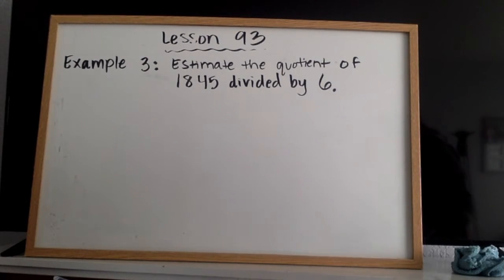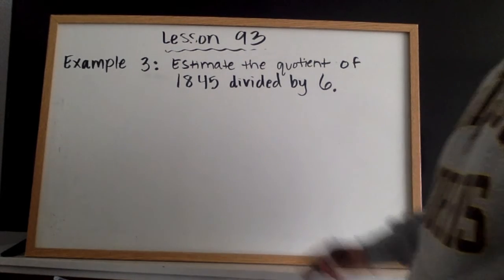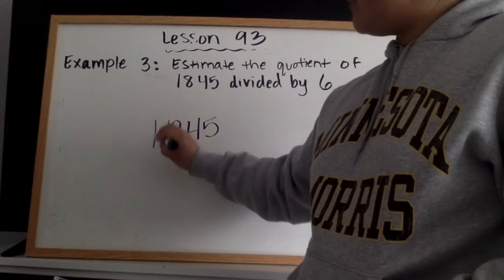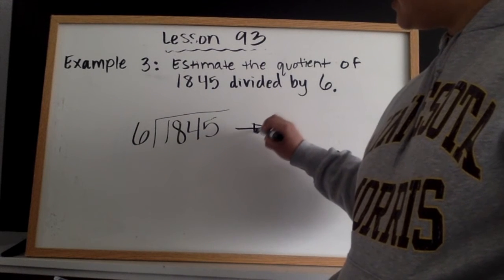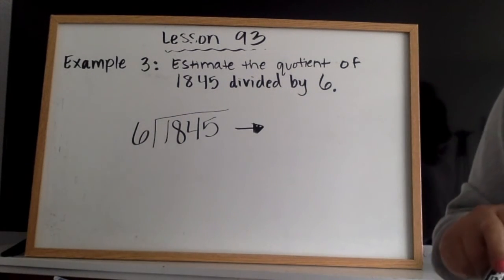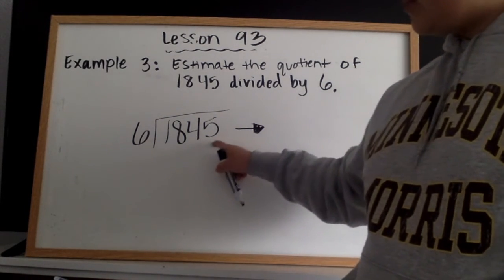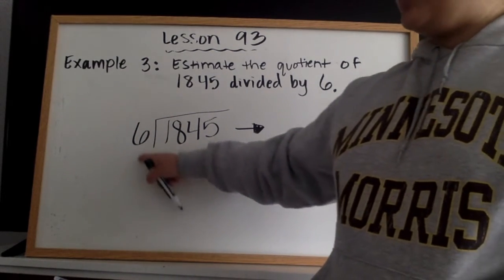Example 3, estimate the quotient of 1845 divided by 6. So finding the quotient, a quotient is just the answer to a division problem. So 1,845 divided by 6. We need to change this to a compatible number. So 1,845 is what we need to change. There's going to be a number that's going to be compatible with 6.